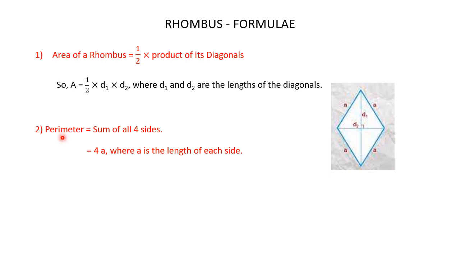Perimeter. Now we know that perimeter is nothing but the sum of all the four sides. Now in a rhombus, all the four sides are equal. So if we consider this side as A, then each of the other three sides would also be equal to A. So the sum of all the four sides would be A plus A plus A plus A, which is nothing but 4A. So perimeter of a rhombus is equal to 4A, where A is the length of each side. Remember these two formulae to solve problems on rhombus.